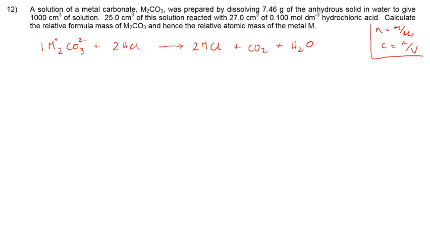So our first step is going to be to calculate the moles of hydrochloric acid, and that's the way you can write it out. Chemsheets writes it out slightly differently. This is the way I write it out. Either way is fine. So you're going to work out that first, and once you've done that, it's going to be clear that the next thing you need to do is work out the moles of your metal carbonate.